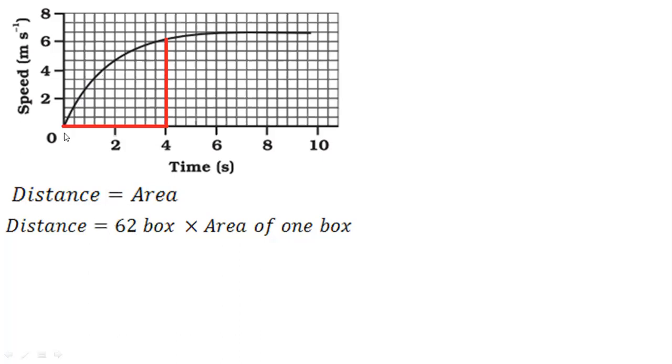But for right now you just have to understand how many boxes there are. 62. So 62 into the area of one box, and each box is looking like what? A rectangle. So what is the formula for a rectangle? Area of one box is length into breadth. Now we need to calculate the length and breadth of each box. It's a complicated procedure, but it is very simple. Just try to understand it.